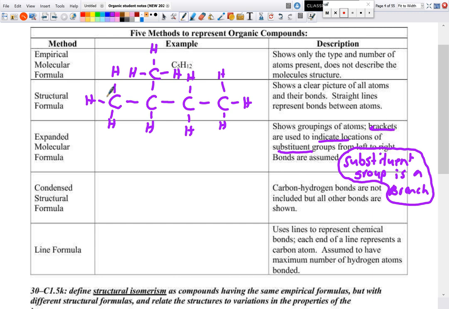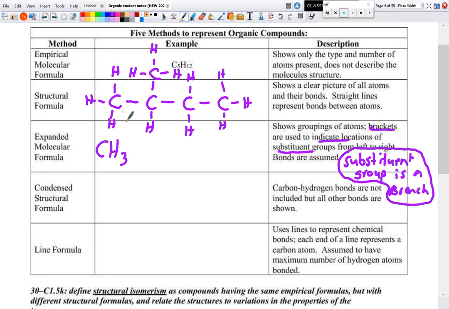Now, how I have this drawn here, you can kind of tell your eye's drawn to the middle here, so we have 4 carbons in the middle. And we can tell this one right here, this 1 carbon is kind of stuck up on there. So we're going to call this one a branch because it's kind of stuck off the middle here. So we're going to use brackets to indicate the location of that, because for the expanded molecular, we only worry about groupings of atoms. So for example, one grouping is going to be this carbon, because it's a central atom, with its 3 hydrogens. So we write CH3.